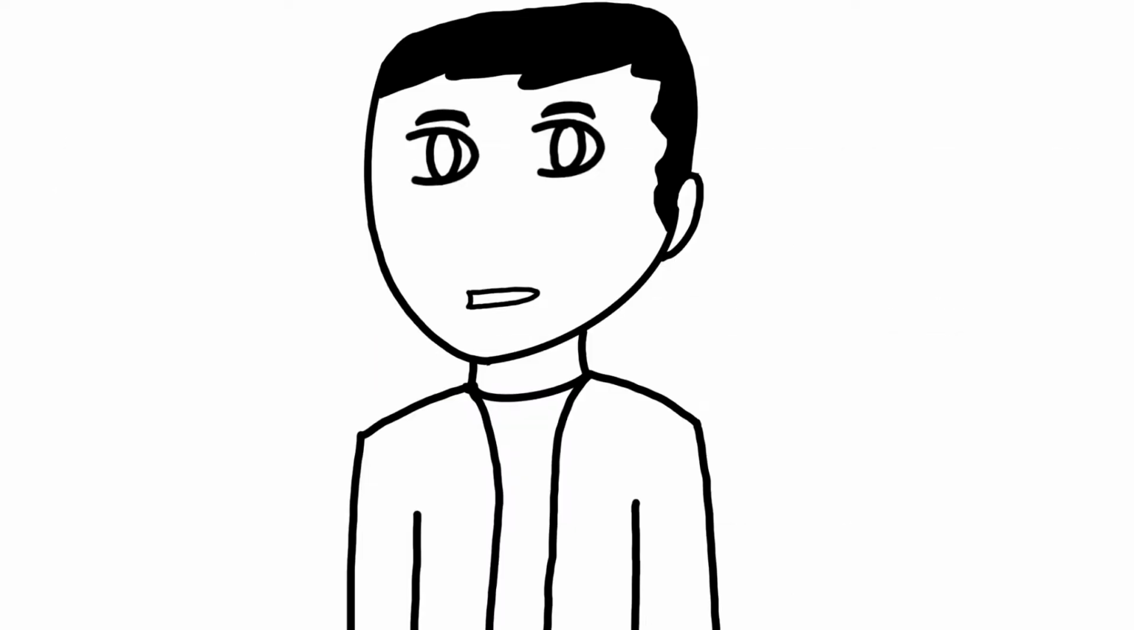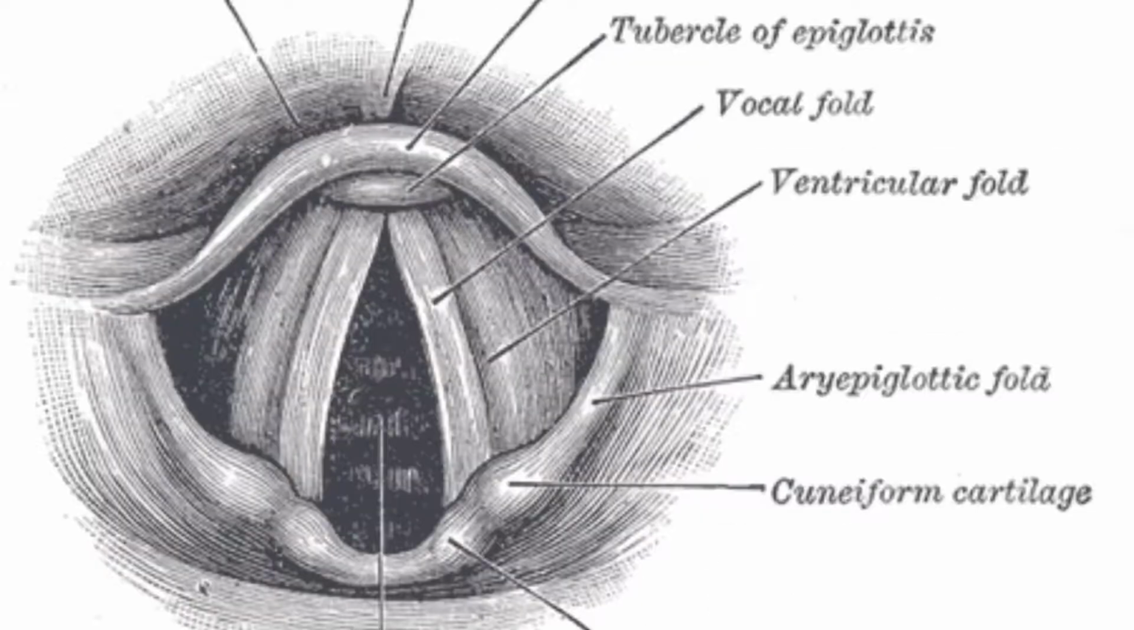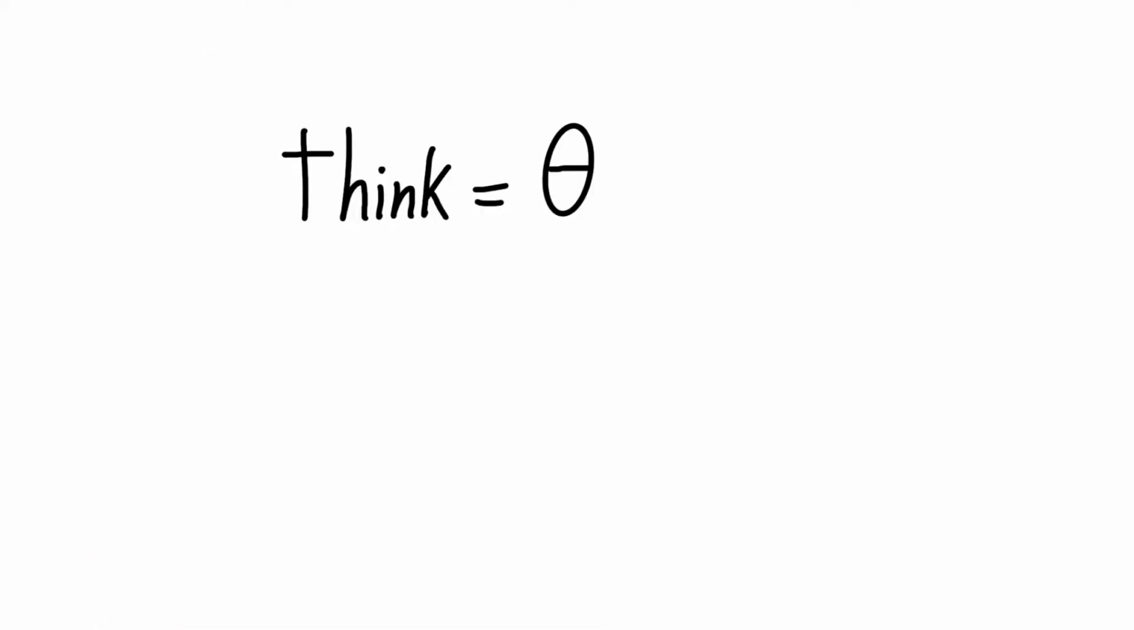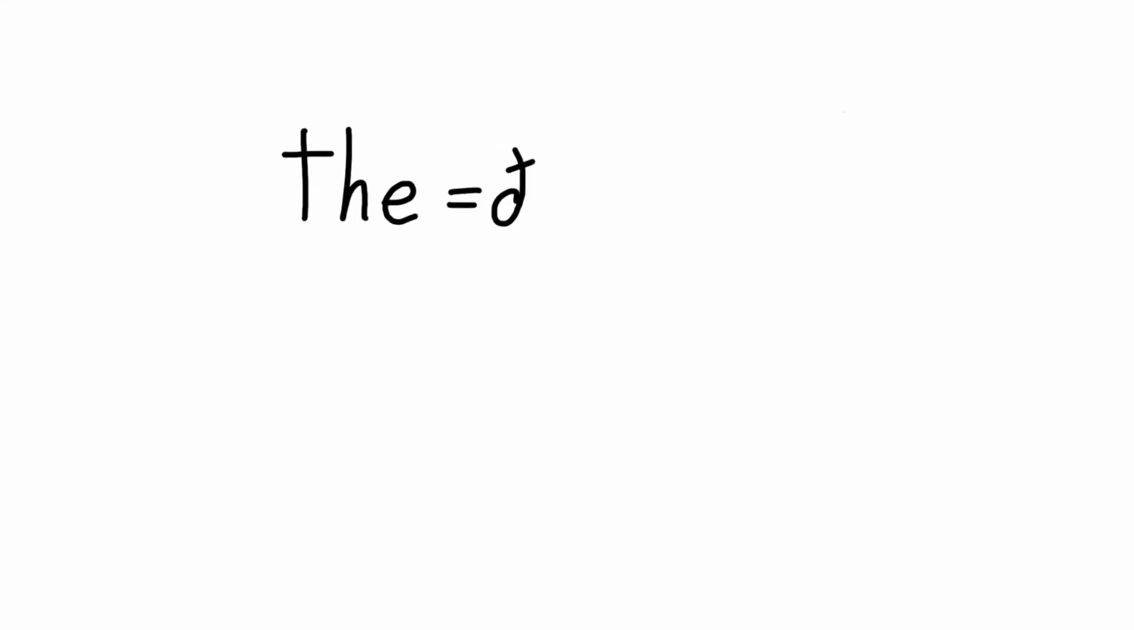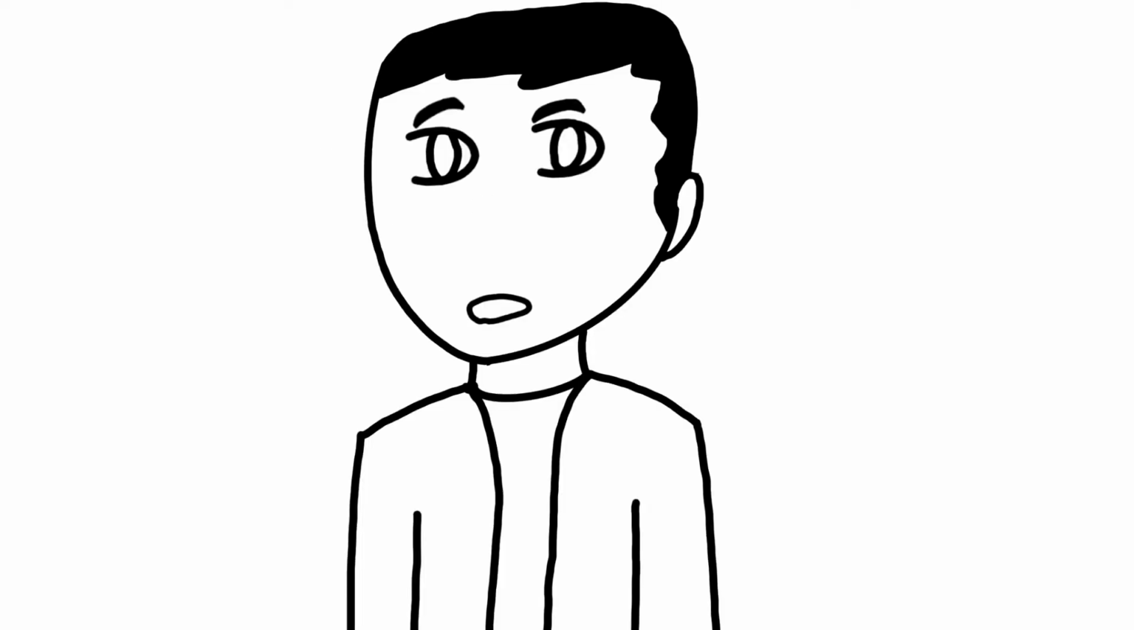If a sound is voiced, that means you need to use your vocal cords to make it. The TH sound in think or thought is the unvoiced dental fricative because you don't need your voice to do it. The voiced dental fricative is the TH sound in the or that. Try to make that exact sound without using your voice. You can't, you'll just make the other TH sound.